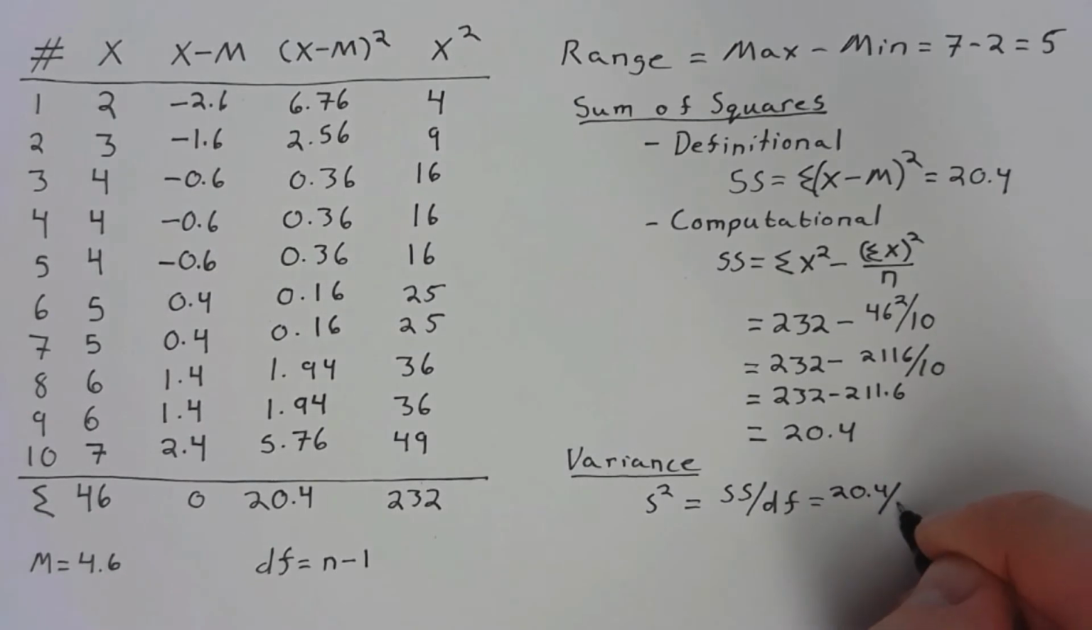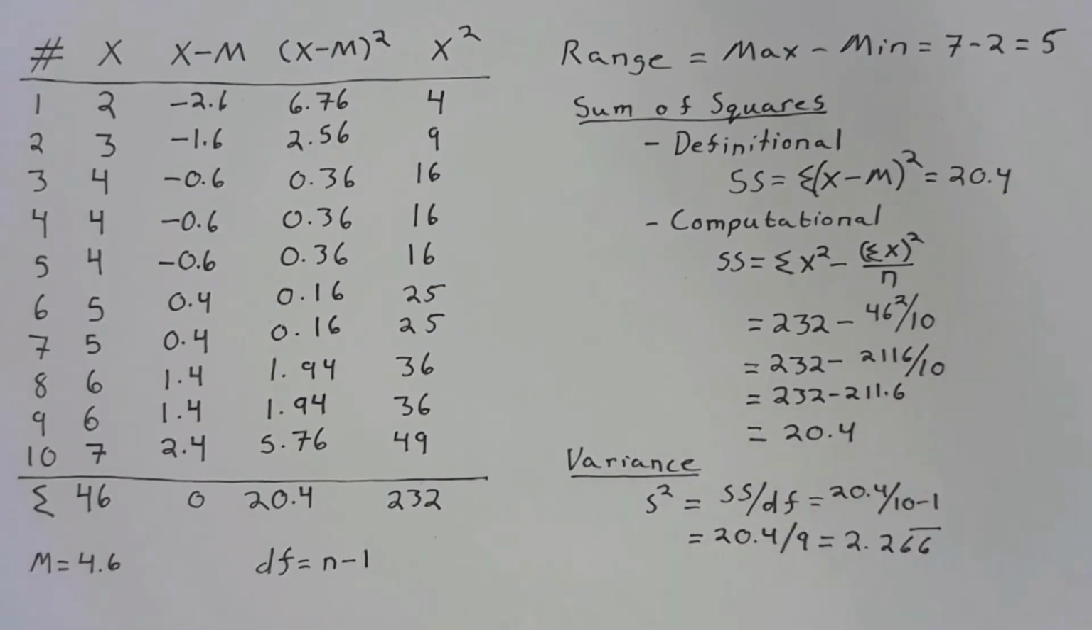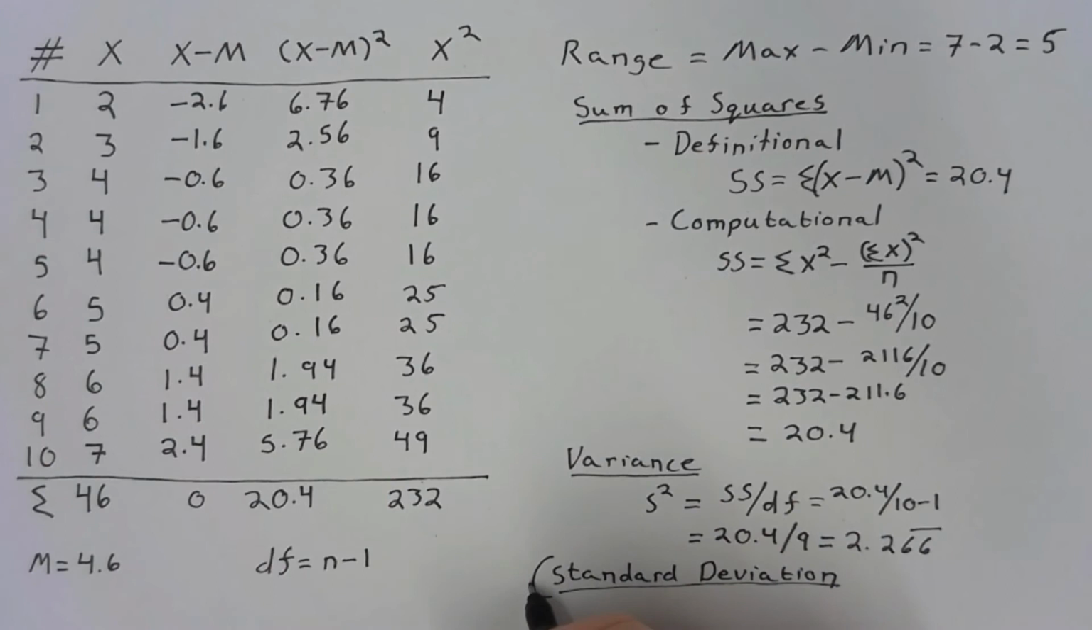So 20.4 divided by n minus 1, which is 20.4 divided by 9, gets us a variance of 2.266 repeating. Now, one way to interpret variance is that it is the average squared deviation from the mean. However, this isn't very intuitive on a basic level. So the common measure of variation that you'll typically see is standard deviation, which is really just the square root of variance, and you would interpret it as the average deviation from the mean.